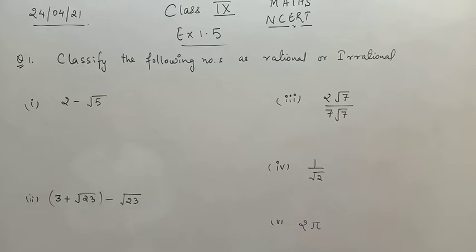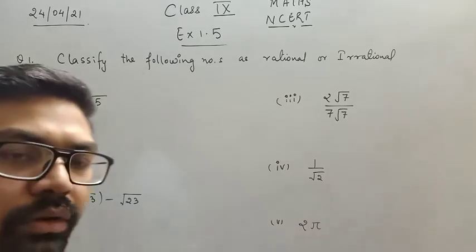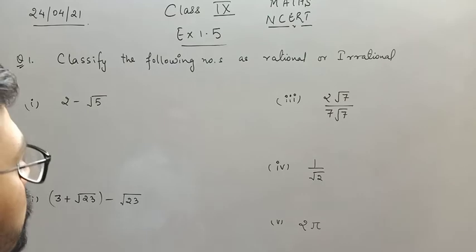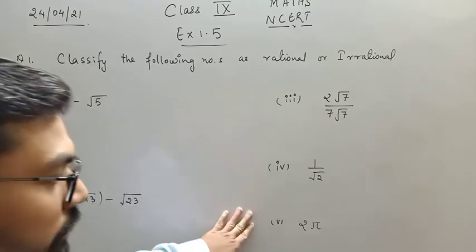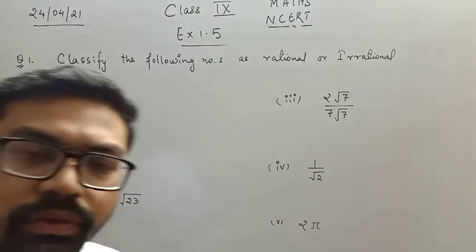So this is the first question of exercise 1.5: classify the following numbers as rational or irrational. Here you just need to tell me, in the first, second, third, fourth and fifth, which one is rational and which one is irrational.